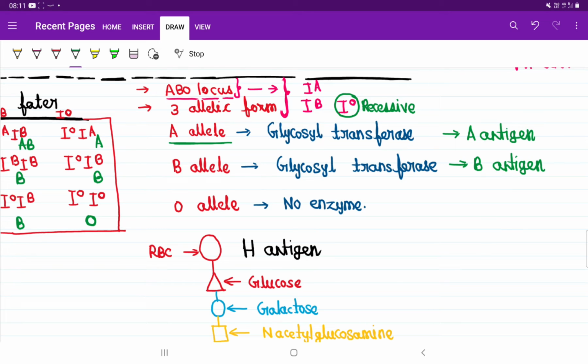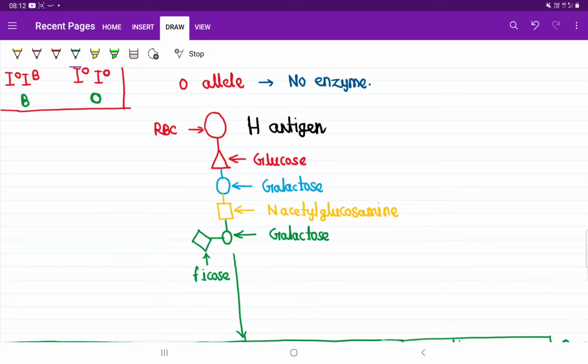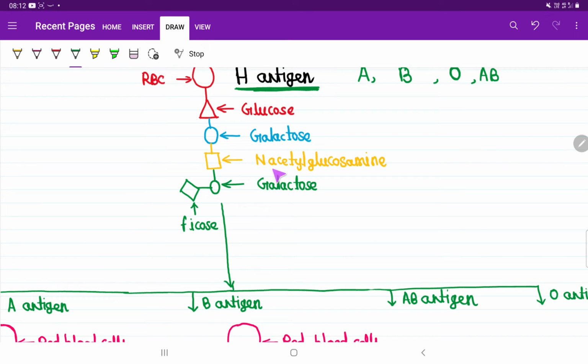Before going there, we need to understand the structure of all these ABO antigens. For A and B antigen, the precursor is H antigen. This H antigen is present in A blood group, and was the precursor for B also, and for O blood group also, and obviously for AB blood group also. Now see the structure of this H antigen. It has one glucose, one galactose, one N-acetyl glucosamine, another galactose, and then one fucose. This is H antigen, right?